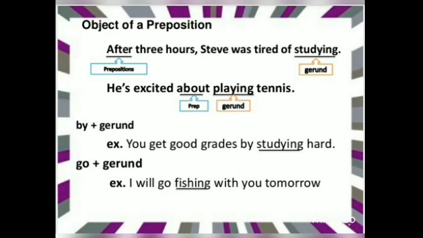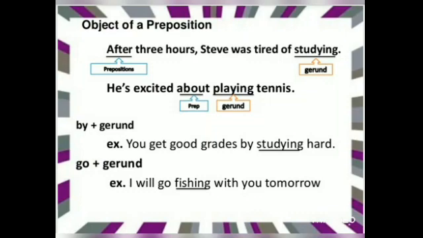After 3 hours, Steve was tired of studying. Here, after is the preposition and the gerund that is used is studying, because it is ending with ing. He is excited about playing tennis. What is he excited about? Now here the preposition is about. So about is a preposition and playing is the gerund.